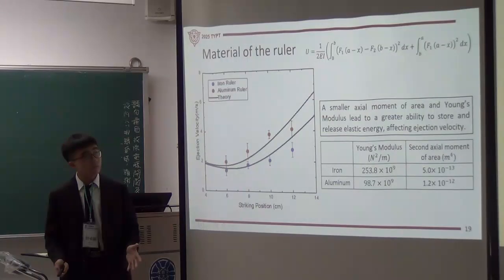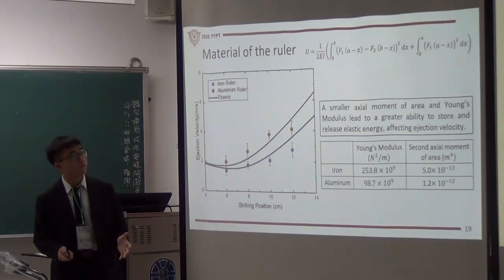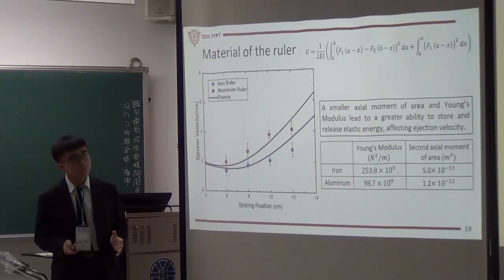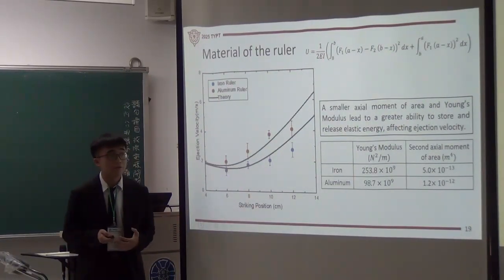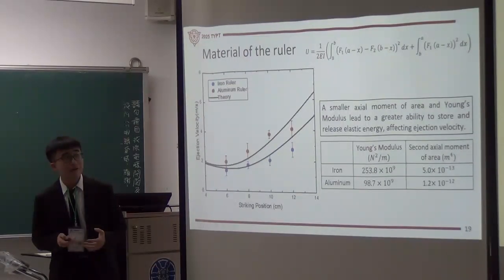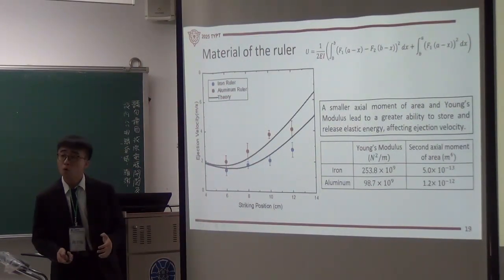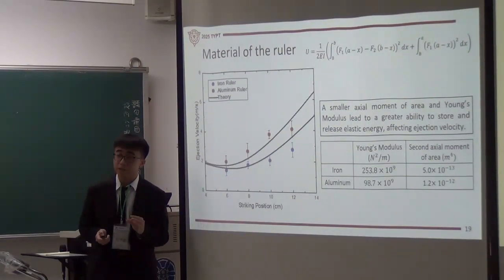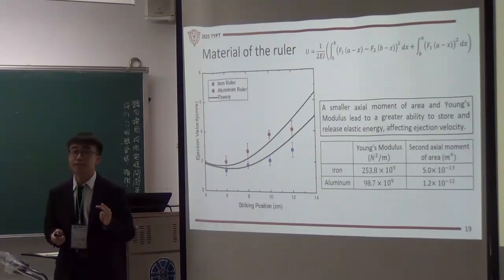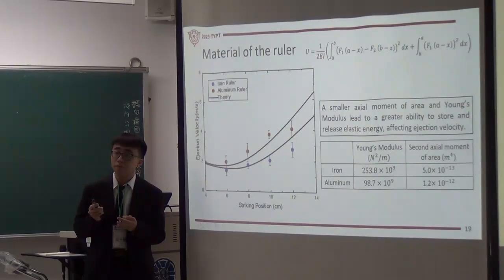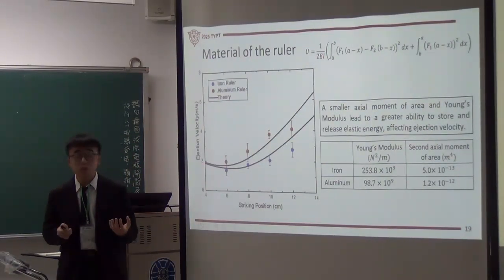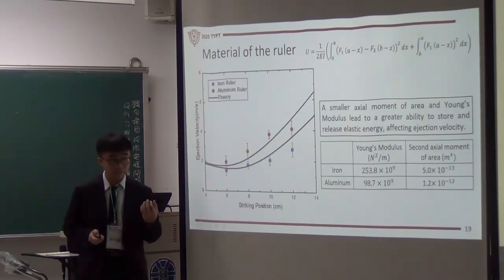So the third parameter we did is the materials of the rulers. A smaller second axial moment of area and Young's modulus lead to greater ability to store and release elastic energy, affecting ejection velocity. Once we have the material properties, including Young's modulus and second axial moments of area, we can predict how the different materials of the rulers affect the storage of potential energy in the experiment.